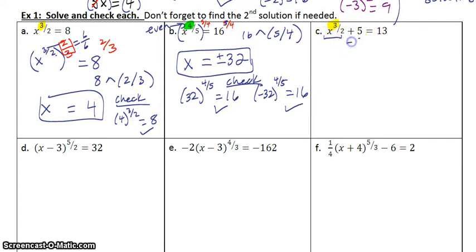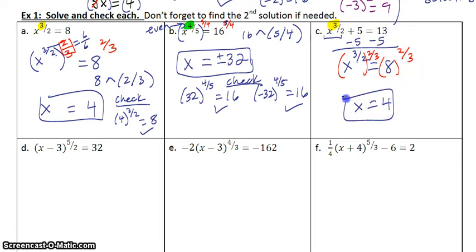So in this situation, I can get rid of the 5 because the 5's not with the exponent. 13 minus 5 is 8. And then I am ready, because now my variable is by itself, I am ready to take everything to the reciprocal exponent, and 8 to the 2/3 power ends up being 4.